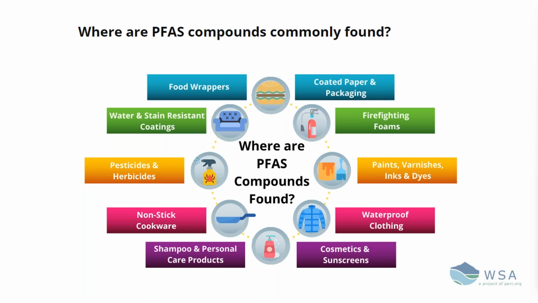So where are these compounds commonly found? They are in a variety of consumer products. PFAS are effective at preventing water or grease absorption, also to provide stain resistance in carpets, waterproof clothing. Ari's going to talk later about some of the personal care products, that some PFAS are in cosmetics or sunscreens, food wrappers, lots of herbicides and pesticides, nonstick cookware, paints, varnishes, inks, and dyes.